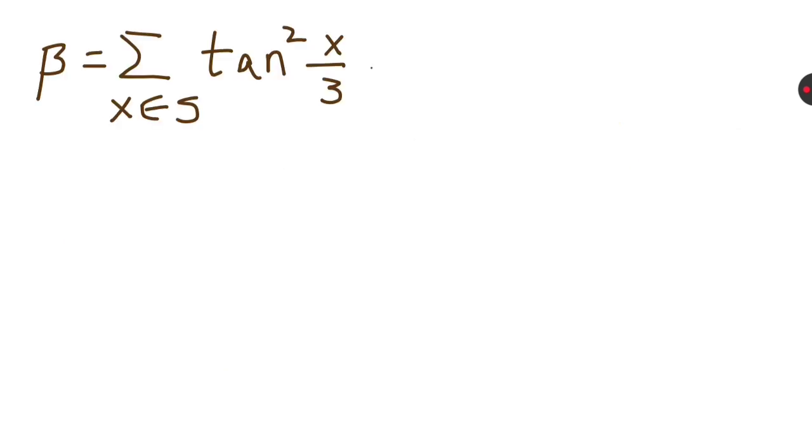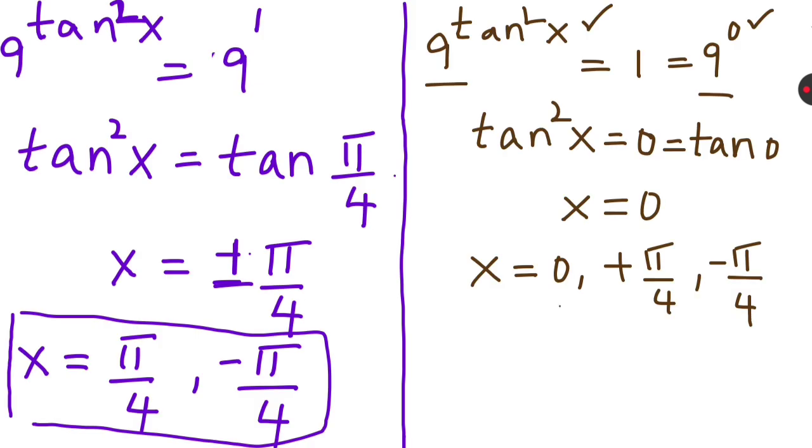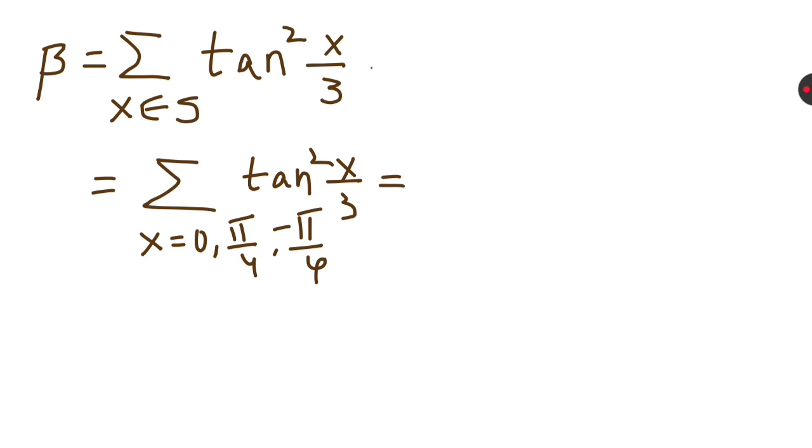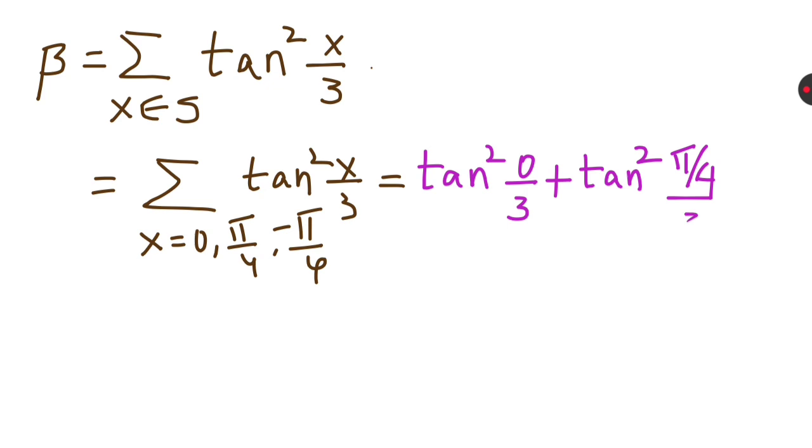So let's take that. Just now we found the x values are 0, plus pi by 4, minus pi by 4. So our set of x values is 0, pi by 4, minus pi by 4. These are the values you need to substitute in tan square x over 3. So let's substitute these three values. The first one is 0: tan square 0 over 3, plus tan square of the second x value, pi by 4 over 3, plus the last value, tan square of minus pi by 4 over 3.